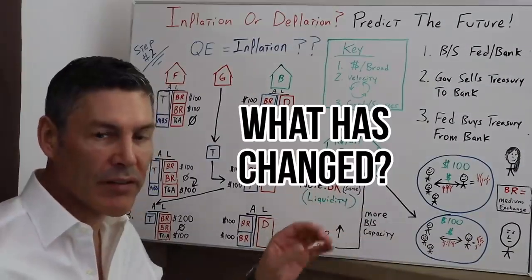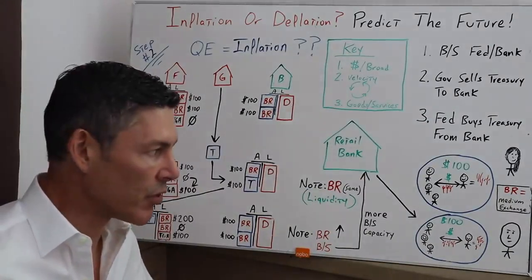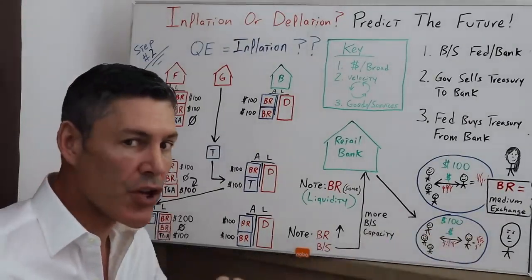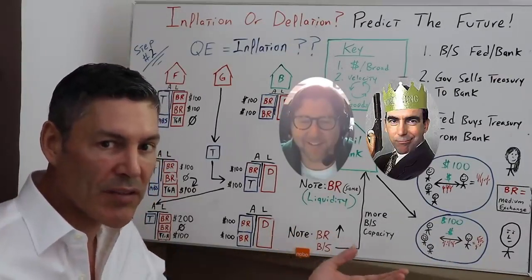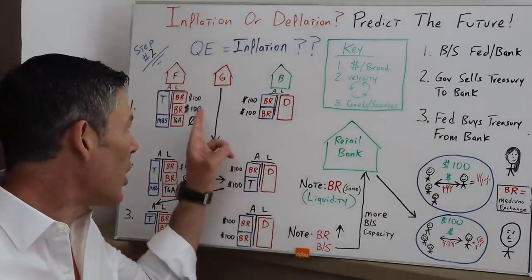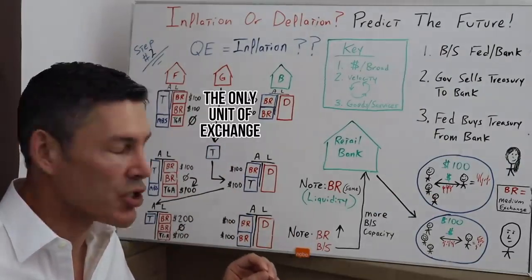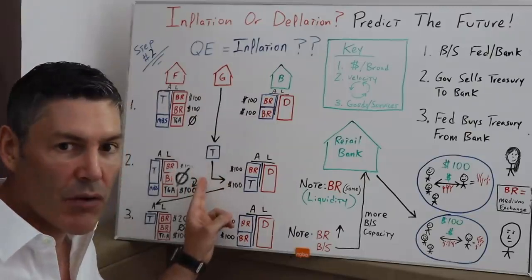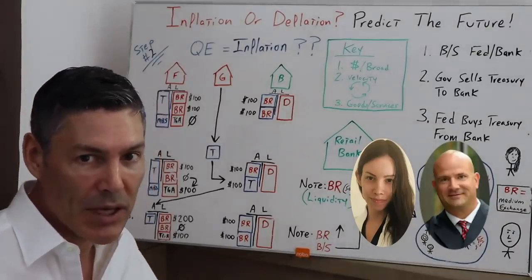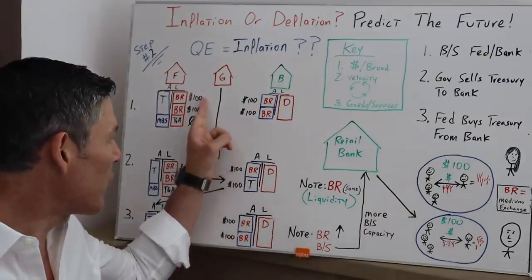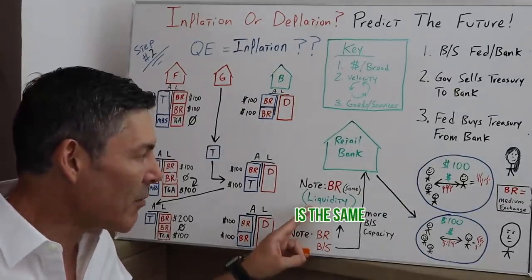So what in this process has changed since step number one? Really, it boils down to, are bank reserves a medium of exchange? If they're not a medium of exchange, like Brent and Steve believe, then the liquidity has been sucked out of the system, because we started with $100 of cash, and that was the only thing on the Fed's balance sheet that was a unit of exchange. And we went from $100 down to $0. But like Lynn and Luke believe, if you think that bank reserves are a medium of exchange, then we started with $200 and we finished with $200. The liquidity is the exact same as when we started.